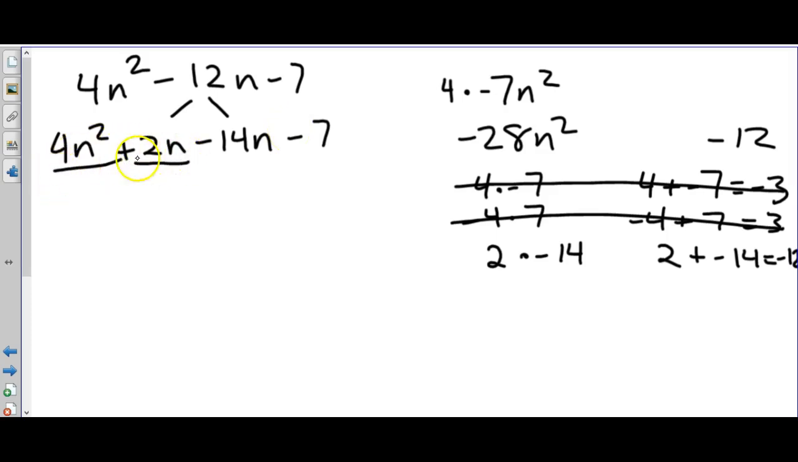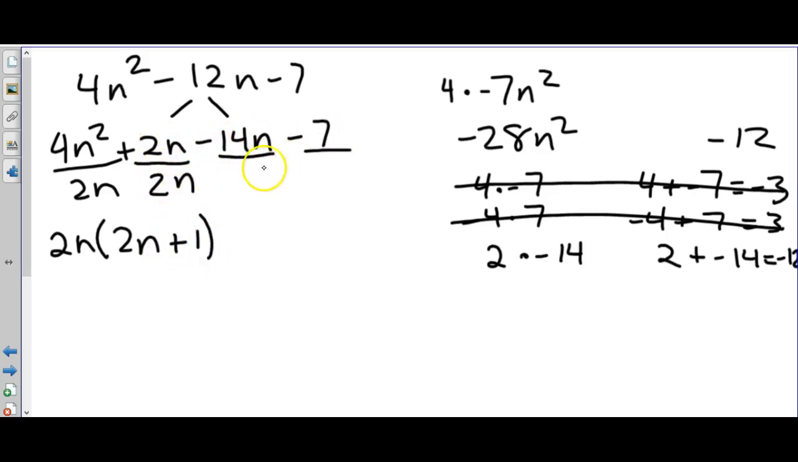The greatest common factor, the first two. They both divide by 2. Both have variables, so both divide by n. So we get 2n. 4 divided by 2 is 2. N squared divided by n is n. 2n divided by 2n is 1. Both on the end, greatest common factor, and divide by -7. -14n divided by -7 is +2n. -7 divided by -7 is +1.